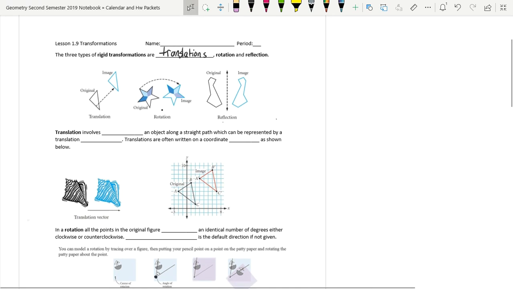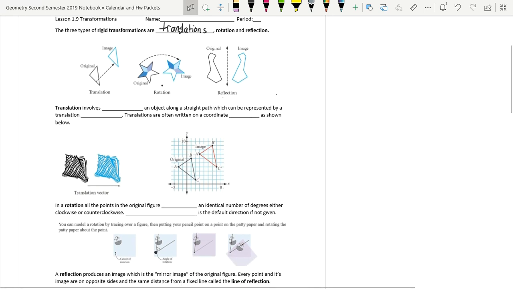So a translation involves sliding or moving an object along a straight path, and that path is represented by a translation vector. Well, what's a vector? An arrow, and it has direction and distance. So a certain direction, a certain distance. That's called the translation vector.